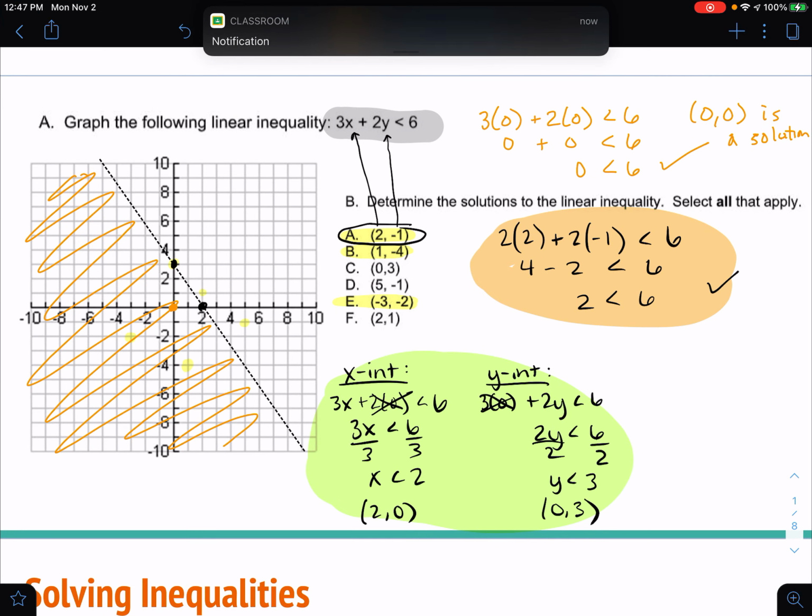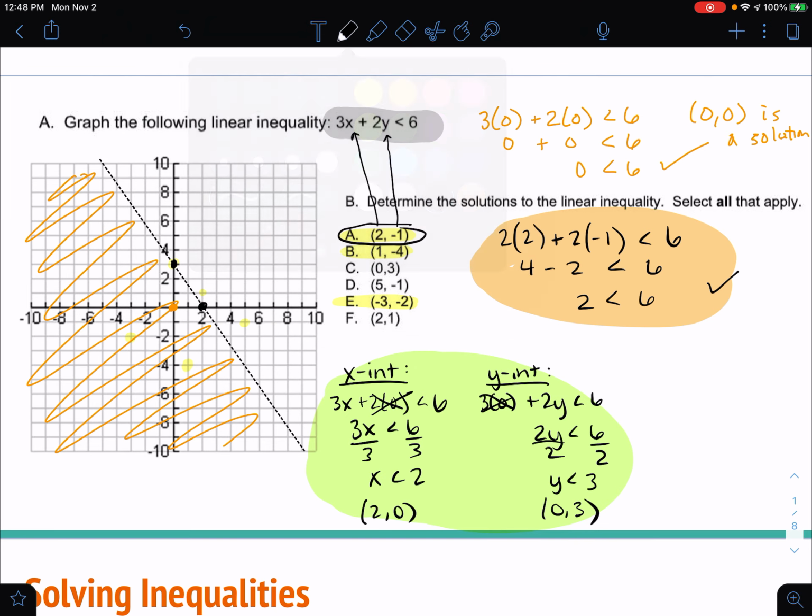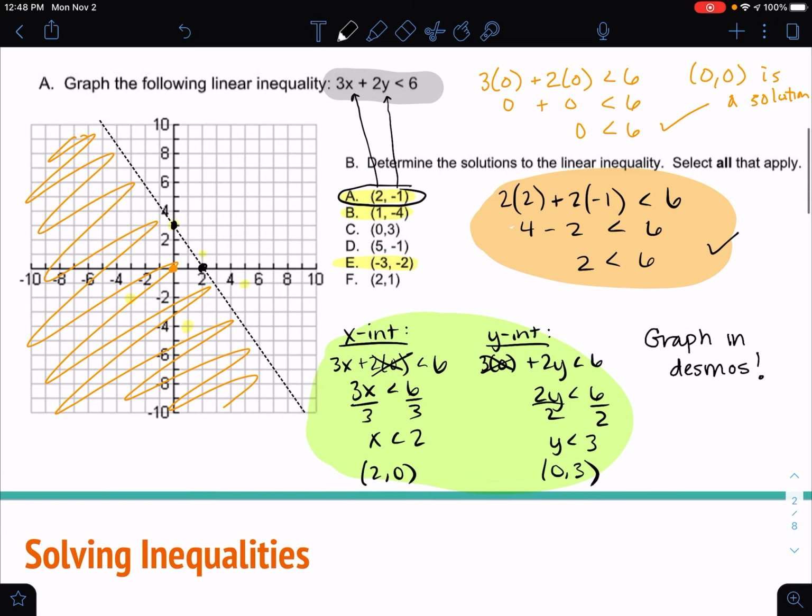Okay, so your other option is just to graph in Desmos. Whichever way you like the best is the way that you can use. All right, so now let's go ahead and solve inequalities.